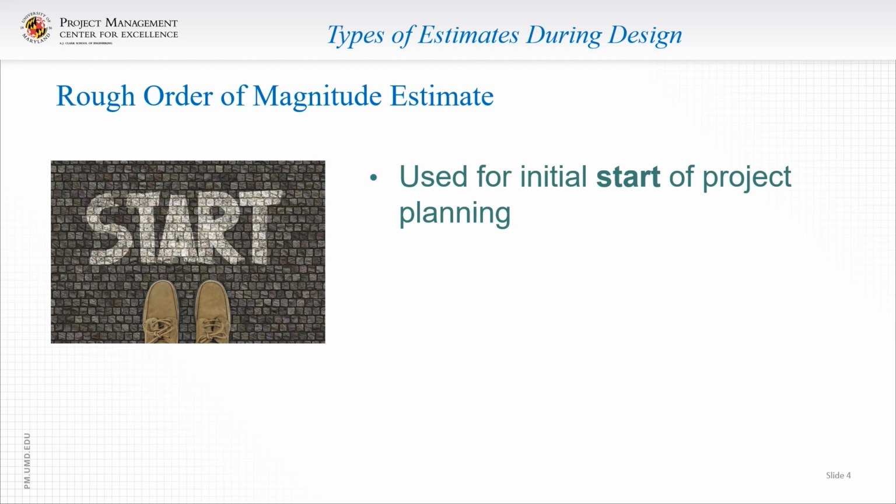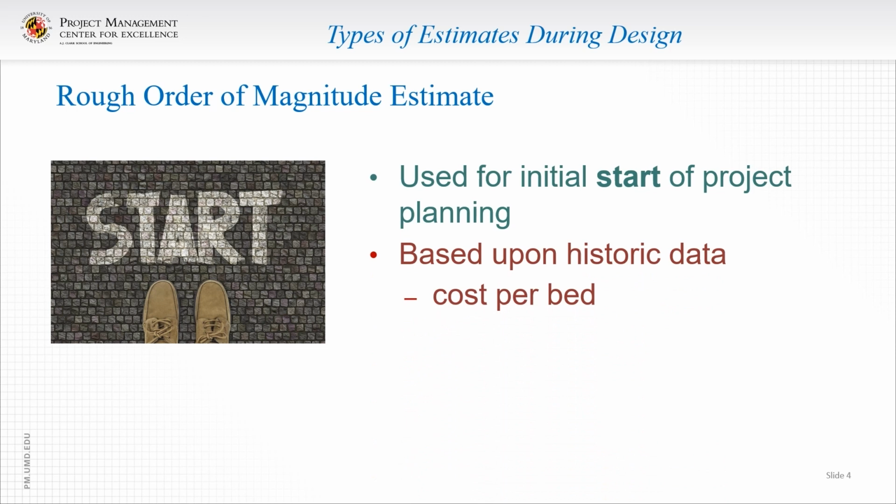Let's talk about a rough order of magnitude estimate. In the conceptual stages of a project, very little is known about specifics. Design information may only contain sketches or concepts. Descriptions are generally in terms of capacity, such as the number of hotel rooms, hospital beds, or parking spaces. Rough order of magnitude, sometimes referred to as ROM estimates, typically establish a cost per unit of capacity.